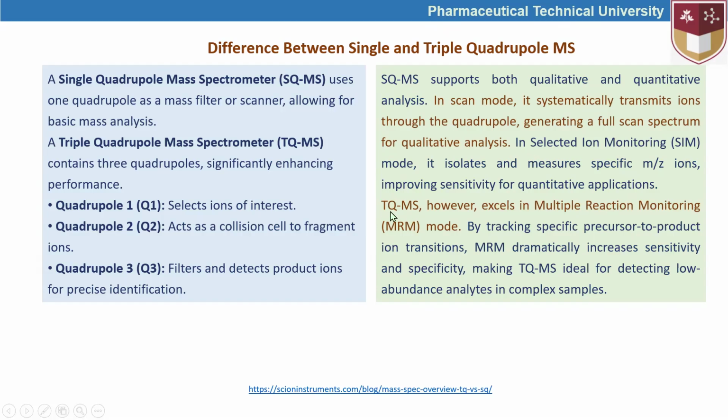And a triple quadrupole mass spectrometer, however, excels in multiple reaction monitoring mode, because it has three quadrupoles. By tracking specific precursor to product ion transitions, multiple reaction monitoring dramatically increases sensitivity and specificity, making the triple quadrupole mass spectrometer ideal for detecting low abundance analytes in complex samples.